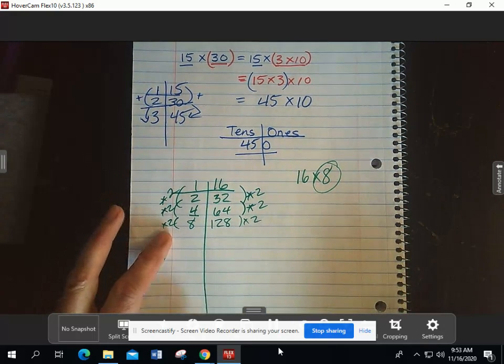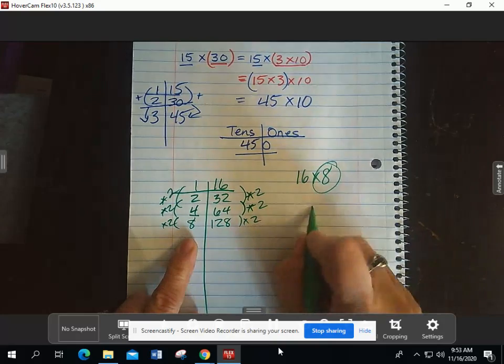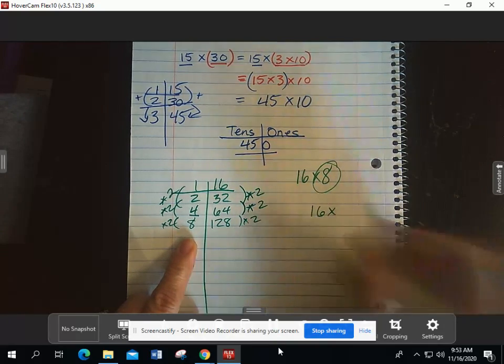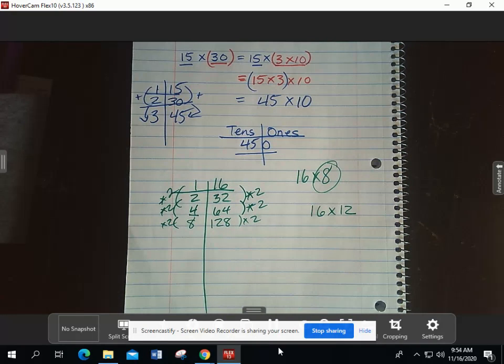Now, not all the time do we have a nice, easy number to multiply with. What if we're multiplying 16 times 12? 16 times 2 and 16 times 10. Yep, but we're working with a ratio table right now. But you're right, that does work.